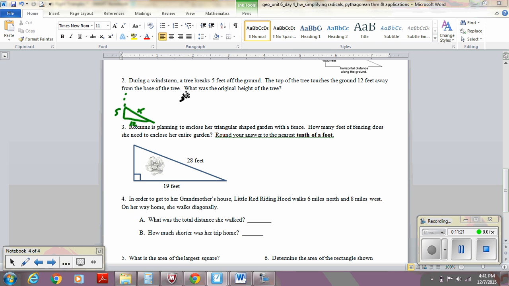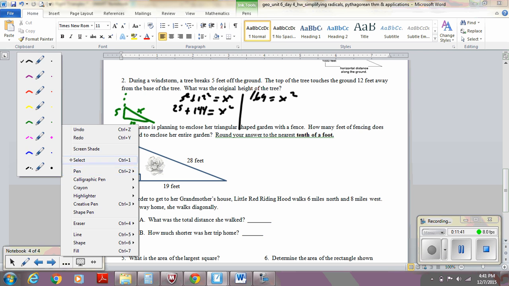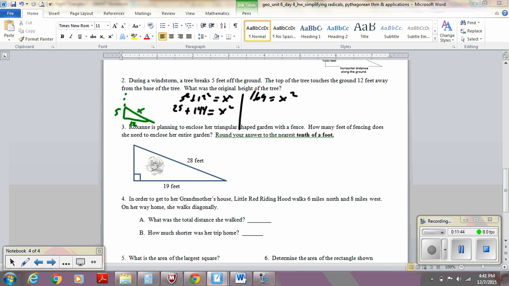So 5 squared plus 12 squared is going to equal x squared. That's 25 plus 144 is equal to x squared. 25 and 144 will equal 169. And the square root of 169 is going to equal 13. So that's the hypotenuse. But again, you still got to go back and add the 5 feet where it broke. So 13 plus 5, the original was 18 feet tall.